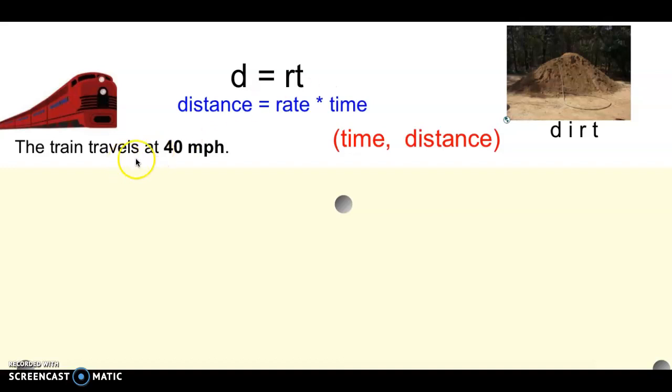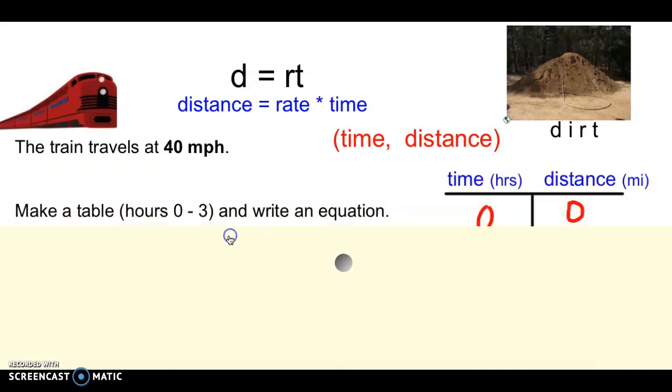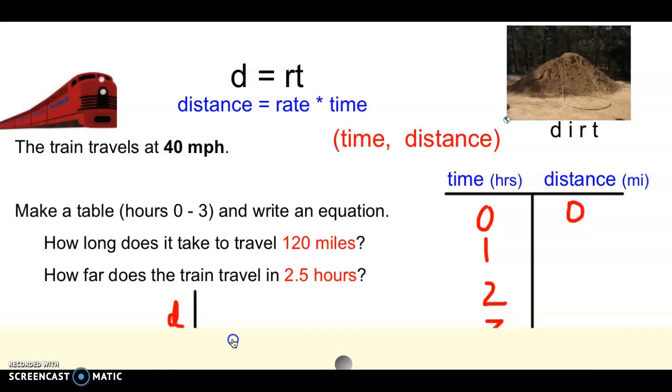The train travels at 40 miles per hour. So we are going to make a table from 0 to 3 hours and then write an equation. So here's our table, T for table. And remember, the x-axis is time and the y-axis is distance.